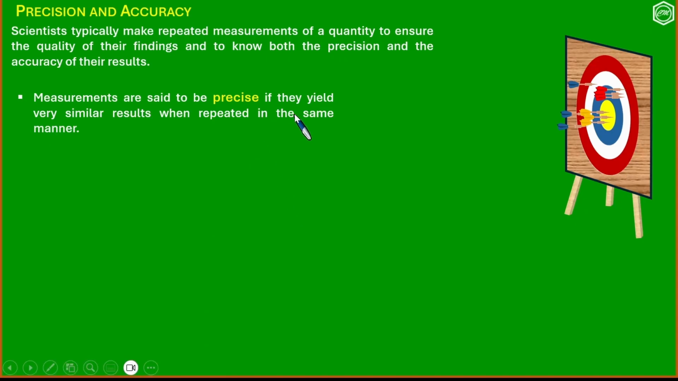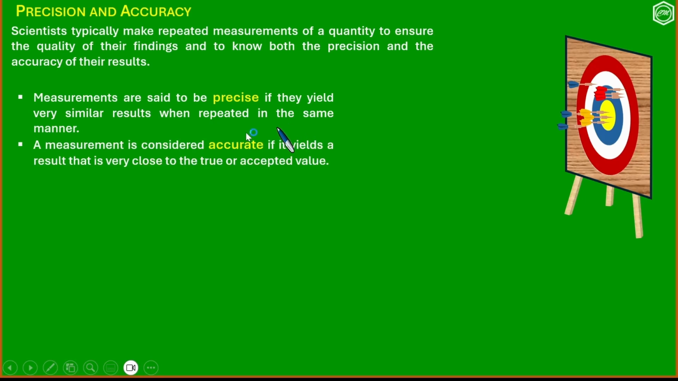Measurements are said to be precise if they yield very similar results when repeated in the same manner. A measurement is considered accurate if it yields a result that is very close to the true or accepted value. Precise values agree with each other. Accurate values agree with the true value.